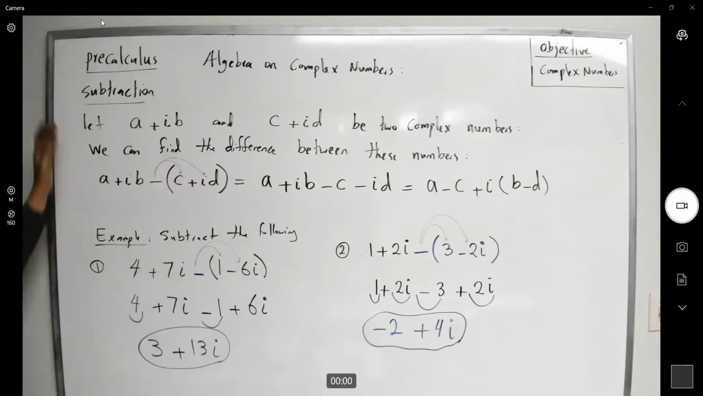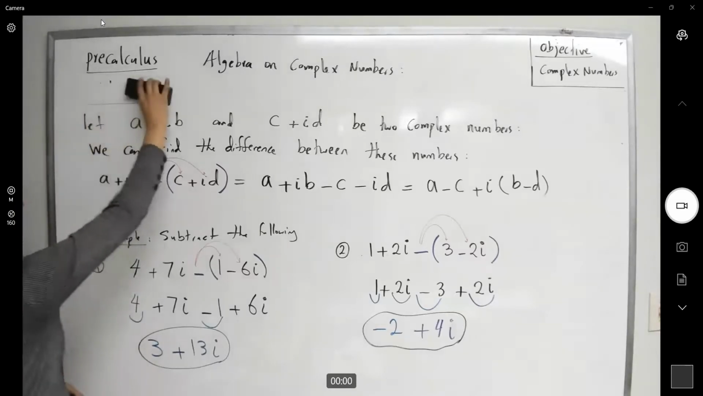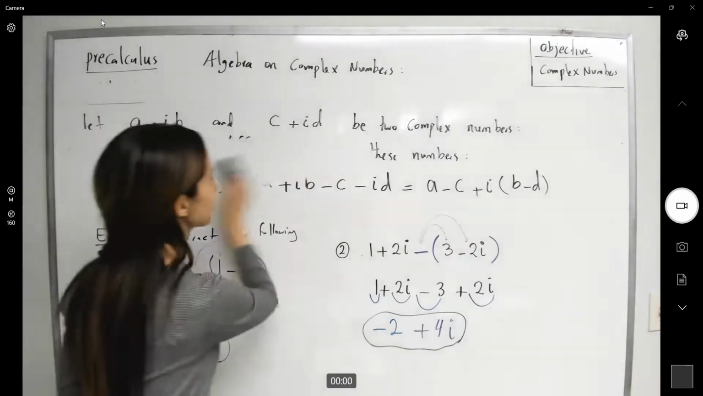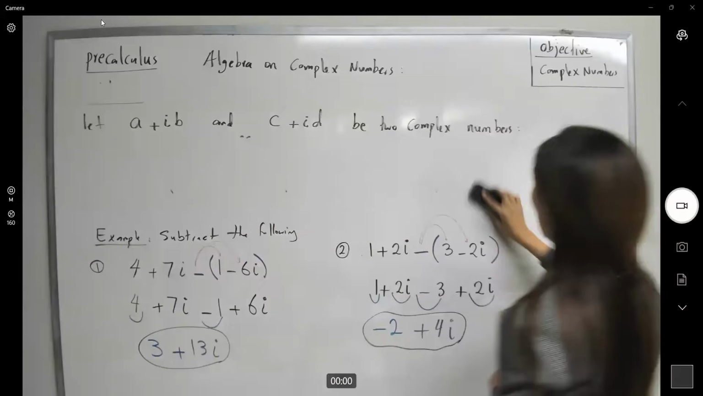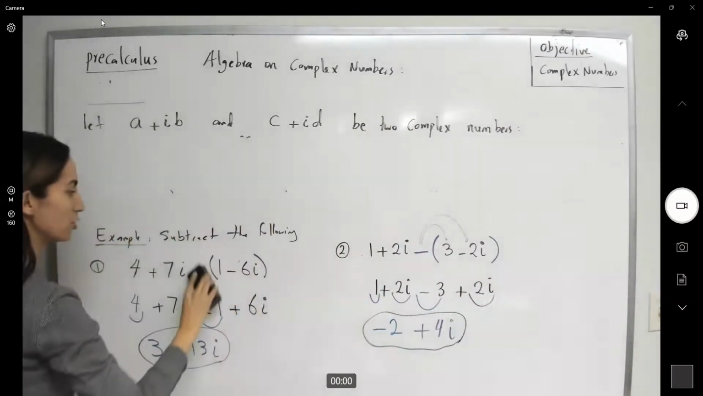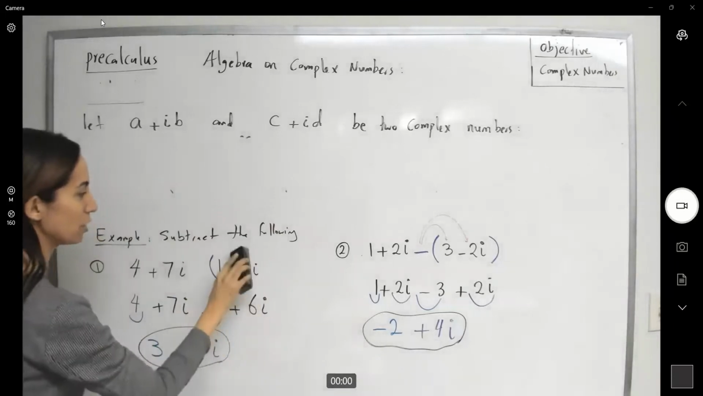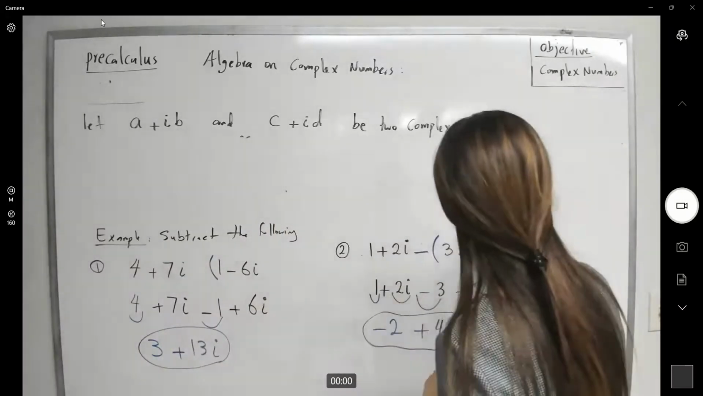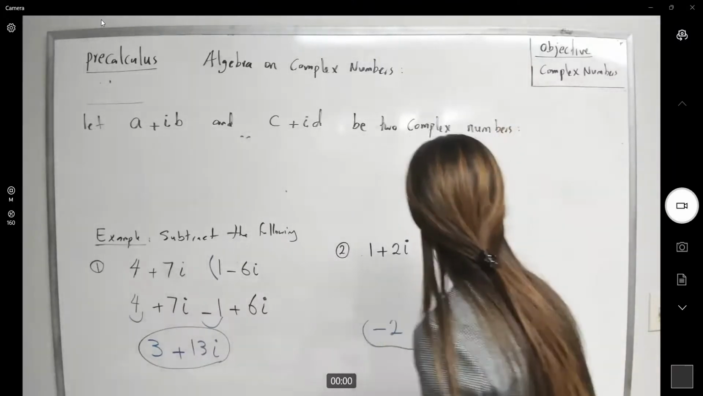So far we talked about addition, subtraction, now multiplication. How do we multiply complex numbers? We have to go back to algebra to find the multiplication between two complex numbers. So I'm going to leave these here. I'm going to repeat the same thing for these two numbers.